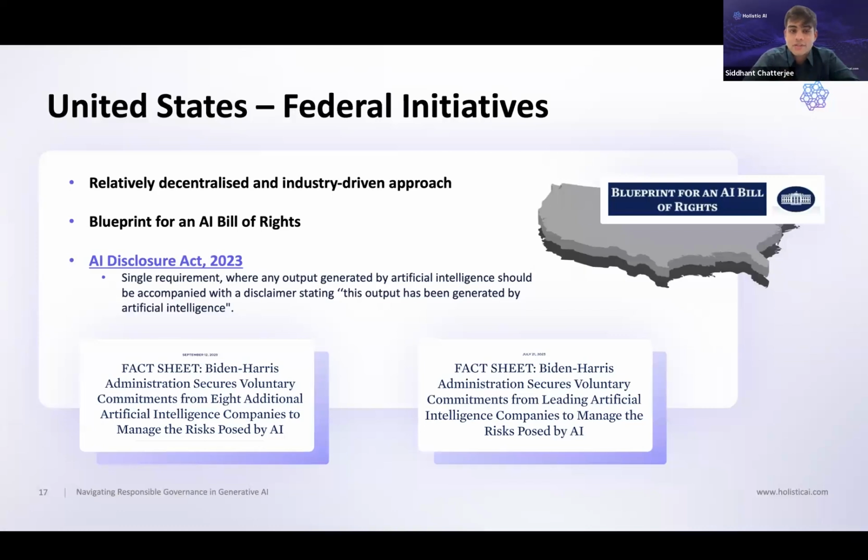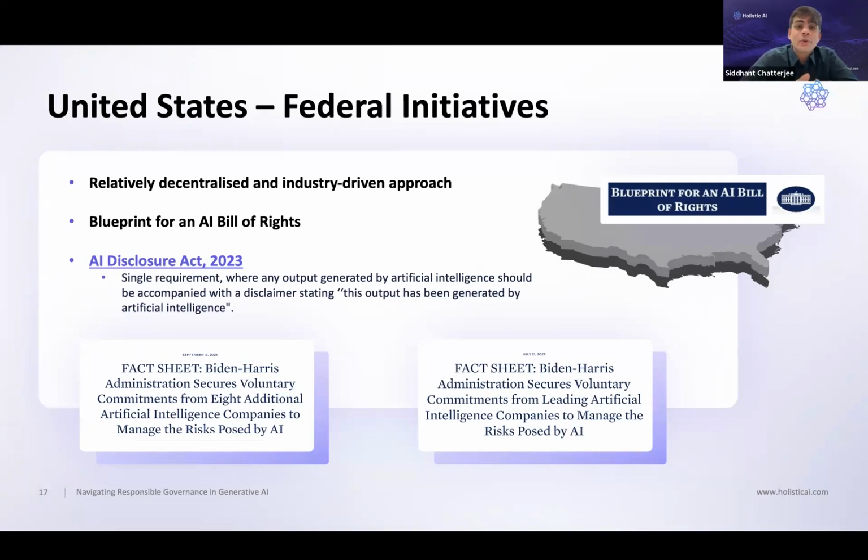Moving across the pond, the US's emerging approach to generative AI takes a form quite different from the EU and the UK, with an increasing impetus on decentralized policymaking and industry-driven partnerships. At the federal level to start with, the Biden-Harris administration has issued a blueprint for an AI Bill of Rights, which is largely seen as a precursor to future concerted regulatory efforts on AI, or as some call it, America's answer to the EU AI Act.